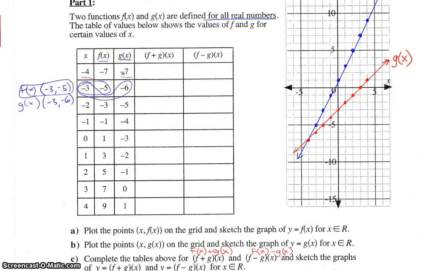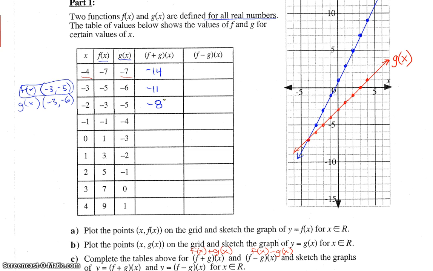Remember, f of x is like y, so f of x plus g of x would be like adding the y values. So negative 7 plus negative 7 is going to be negative 14. Okay, next one, negative 5 plus negative 6 is going to be negative 11. Negative 3 plus negative 5, negative 8. Okay, so you go ahead and fill those in.